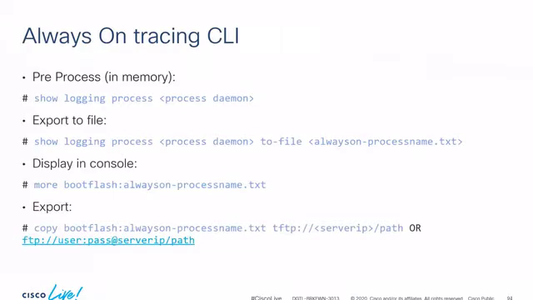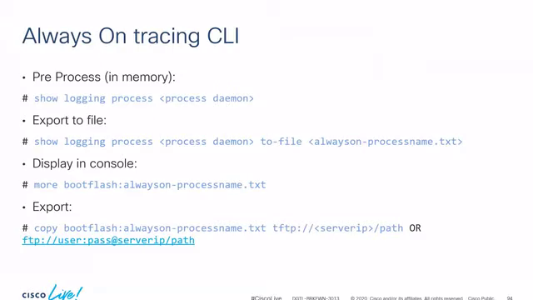Now, here are some CLIs that are typically used with always on tracing. You can go in and look at a per process level trace by doing the show logging process. You can also use the command to write it into a flash file system and then display it on console. There is the ability to export by simply writing the output to the FTP server system or copying the file from the boot flash into the FTP or TFTP for offline analysis.